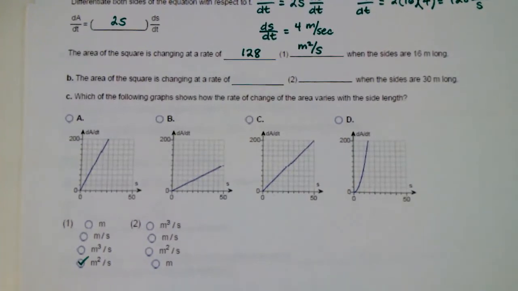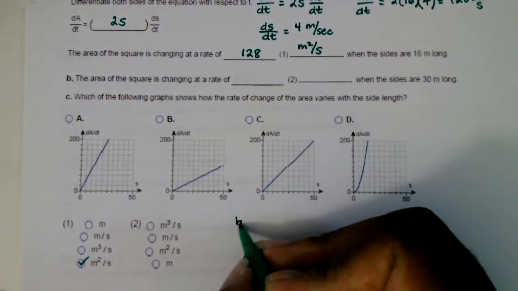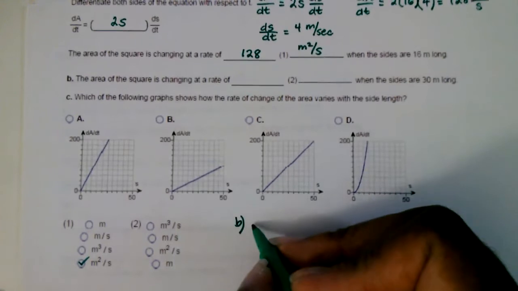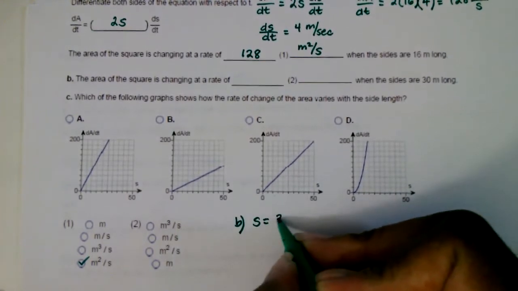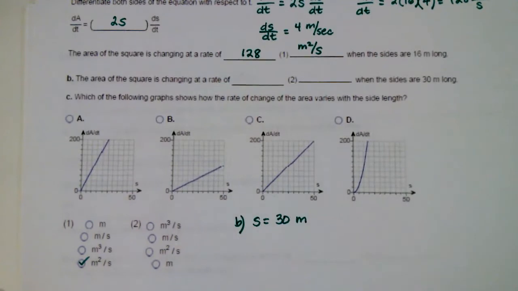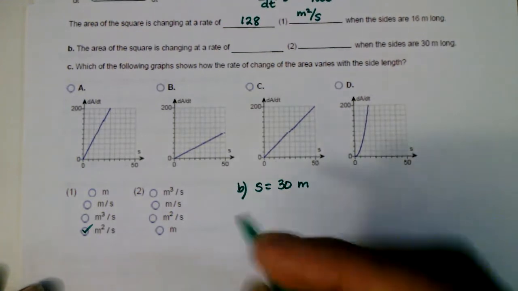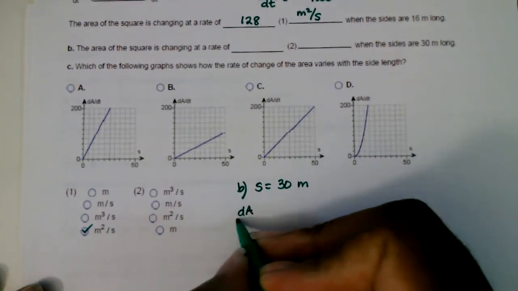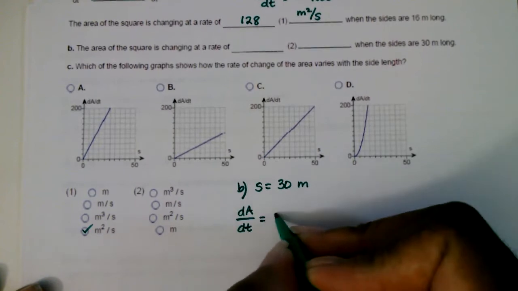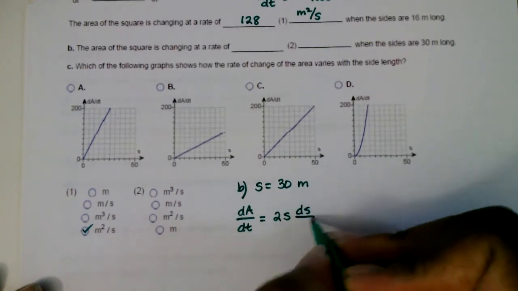Now part B, the area of the square is changing at a rate of how many units when the sides are 30 meters long. So I'm going to do part B down here. The sides are 30 meters long, so that's your S, 30 meters. And I'm going to rewrite what dA dt is, because dA dt is 2S times ds dt.